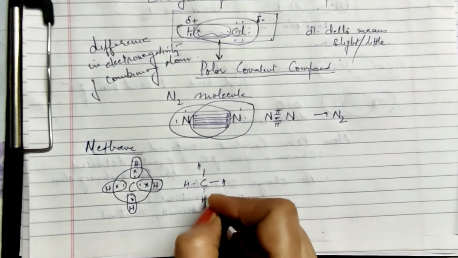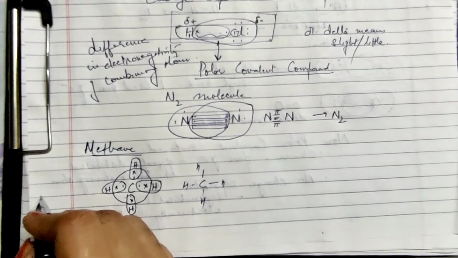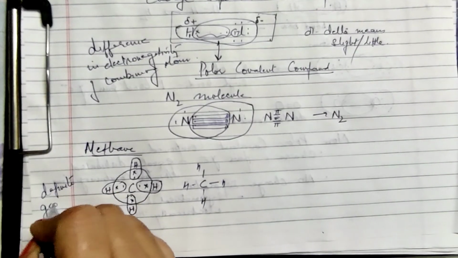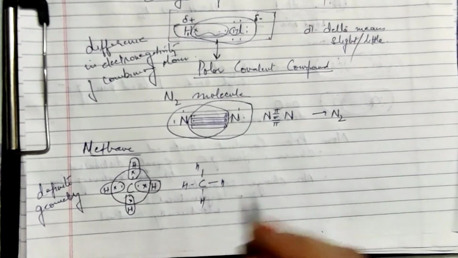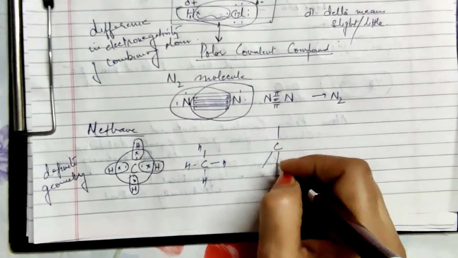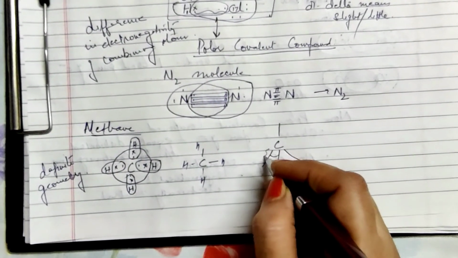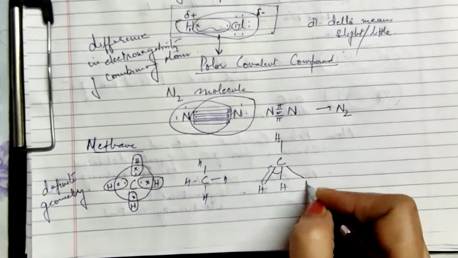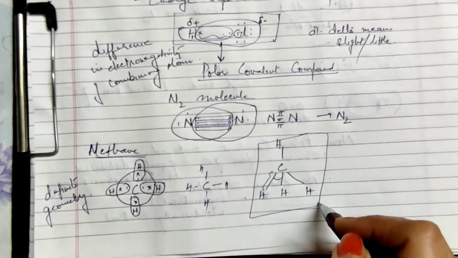I would like to tell you here, children, that all the covalent compounds have a definite geometry. What does it mean? They have a well-defined shape. For example, the molecule of methane actually has a structure like this, where the bond angle and the length of the bond is fixed. These are the 4 hydrogen atoms. So this is how the structure of methane looks like.